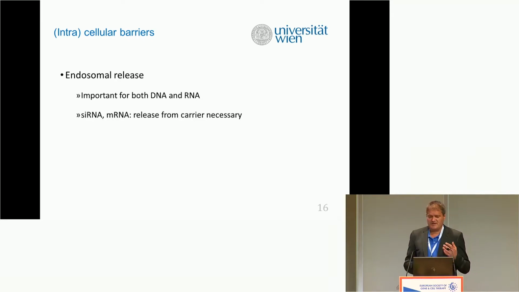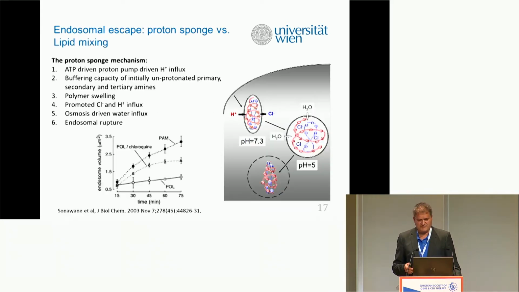Endosomal release is another really big bottleneck, so it's important both for DNA and for RNA. If you deliver messenger RNA or siRNA, it also should be released already there so that it's accessible in the cytoplasm. And there are some proposed mechanisms. For polycations, but maybe also other components which contain protonable amine groups, the so-called proton sponge mechanism is proposed.